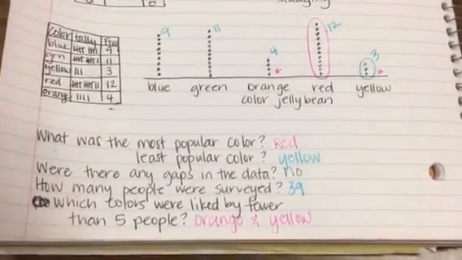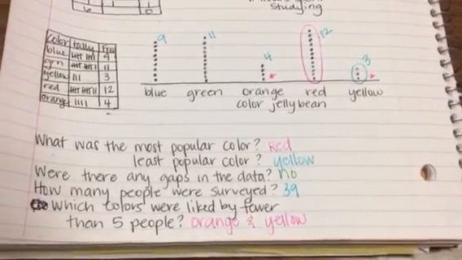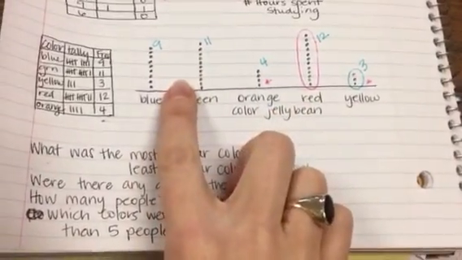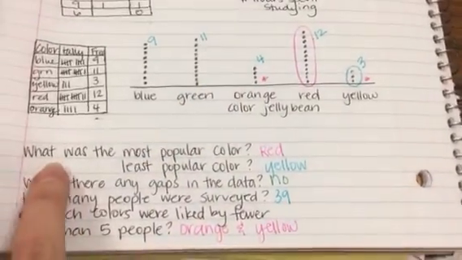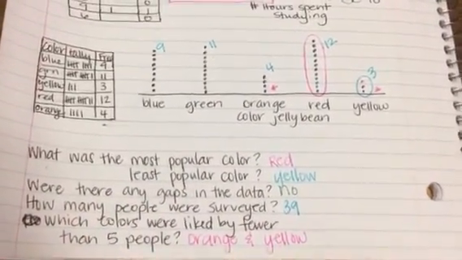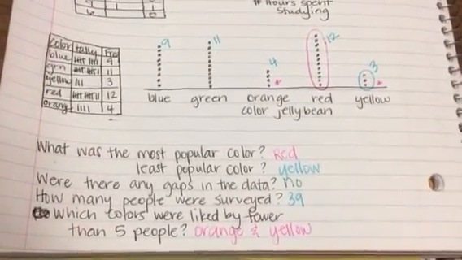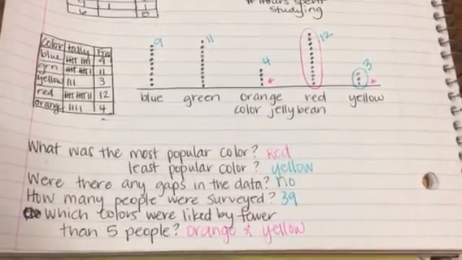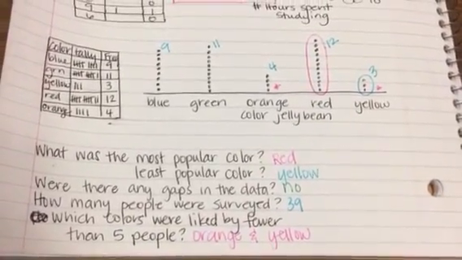So what I'd like you to do is go ahead and stop this video at this point, and go back to your line or dot plot based on your class data. I want you to copy down these 5 questions, and then take just a few minutes and see if you can answer those 5 questions based on the data from your class's survey. Then you can move on to the next video.